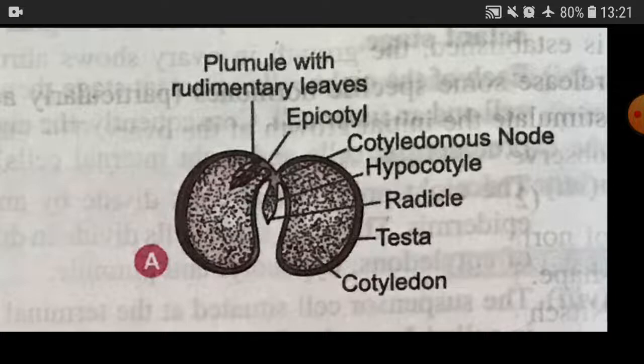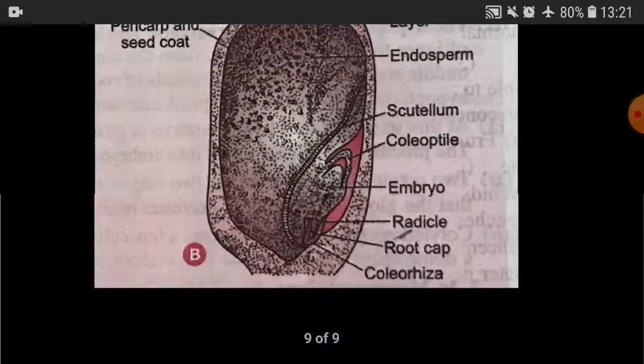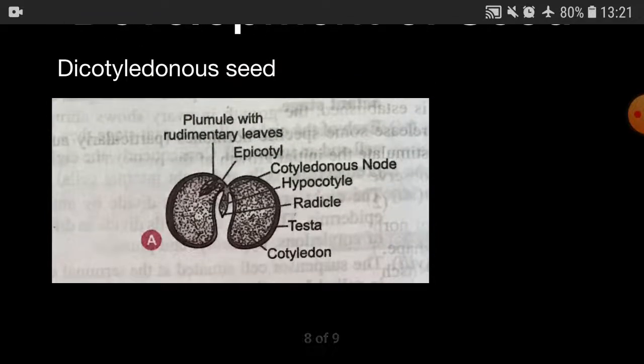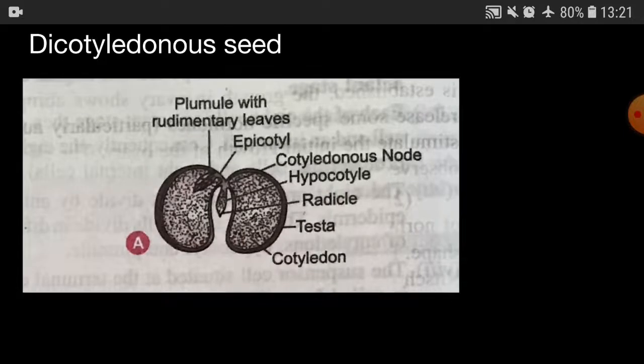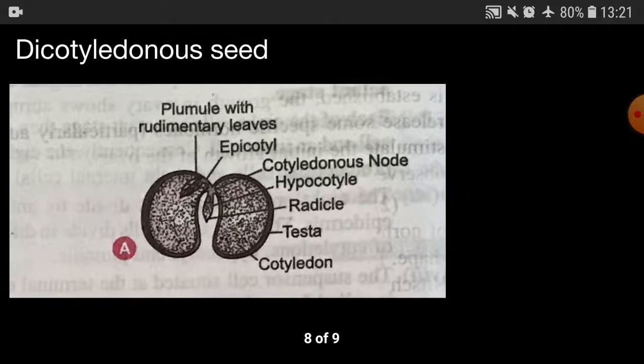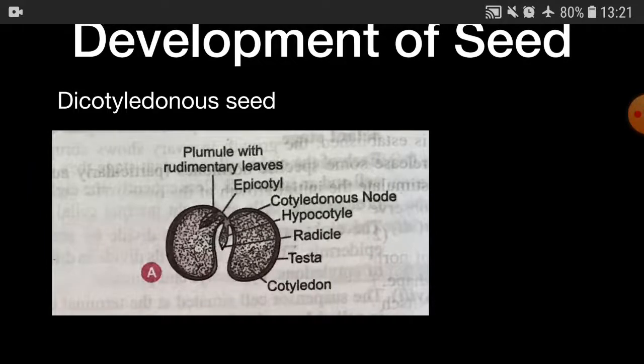And children, now we will discuss the fruit, formation of fruit and its types in tomorrow's class. Okay, so I hope this is clear to you. But the seeds, you can see both the monocot as well as the dicot seed. Here you can see in the dicot seed the presence of two cotyledons. Then you can see the plumule with the rudimentary leaves, the epicotyl, the hypocotyl, the radicle, the testa. All these things you can see in a dicot seed.